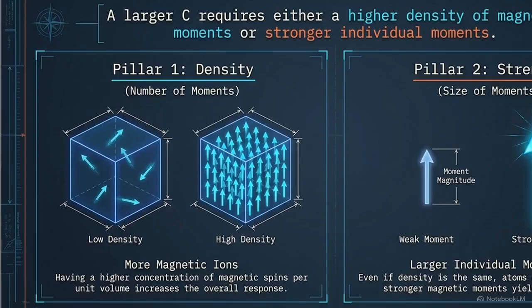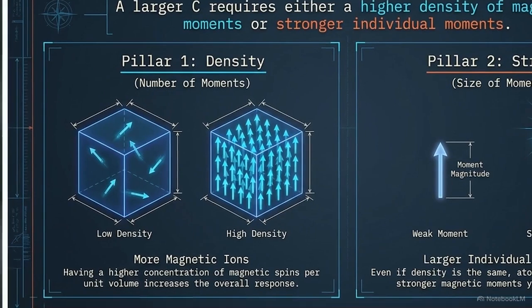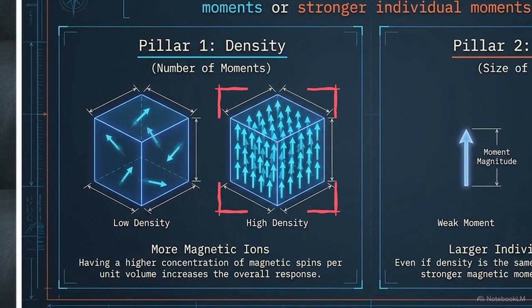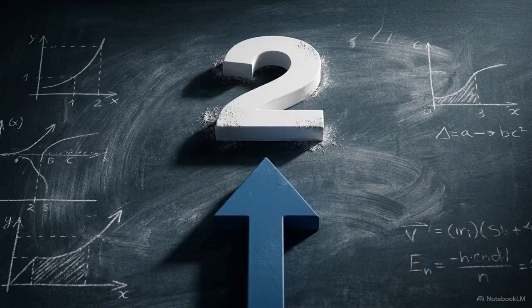Look at pillar 1 on this graphic. Increasing the concentration of magnetic ions per unit volume naturally increases the total bulk response of the material. More magnets equal more pull. The second physical variable is moment strength.